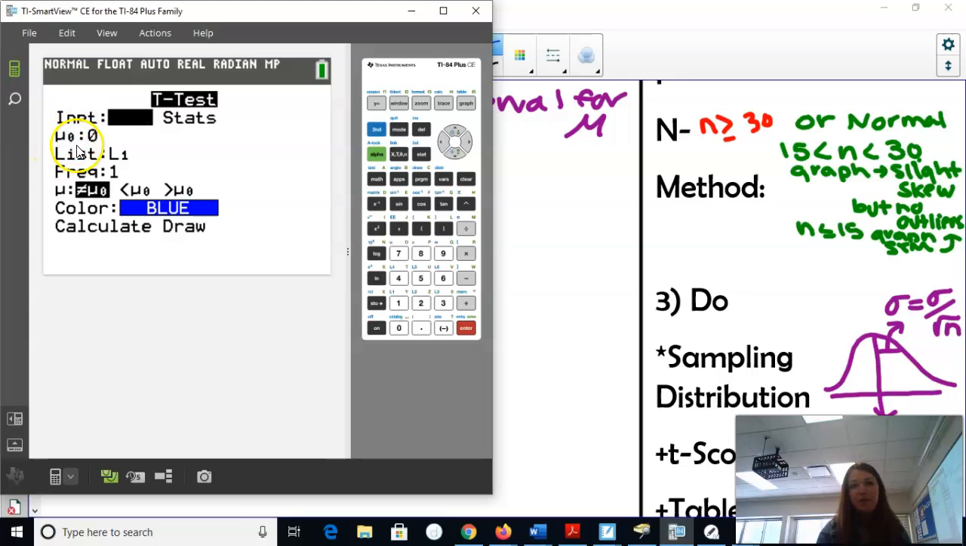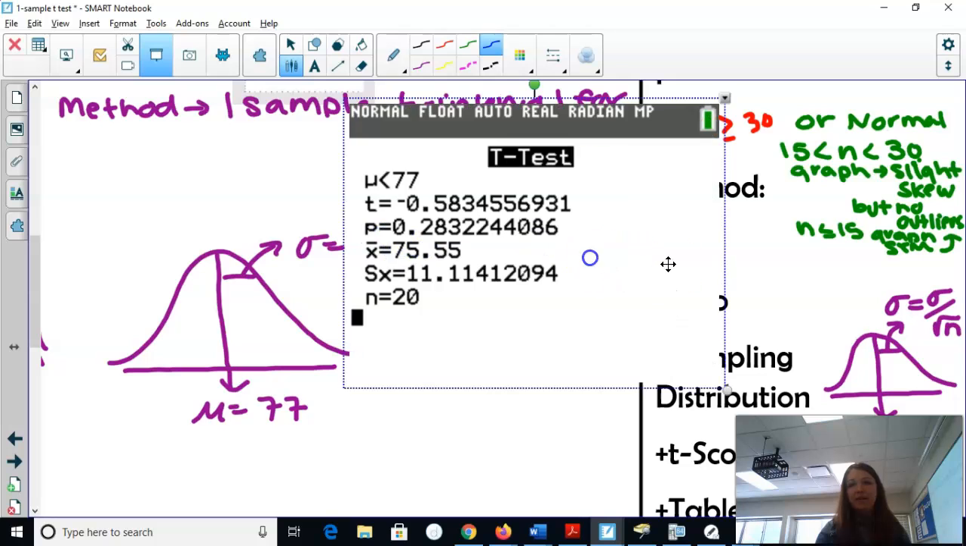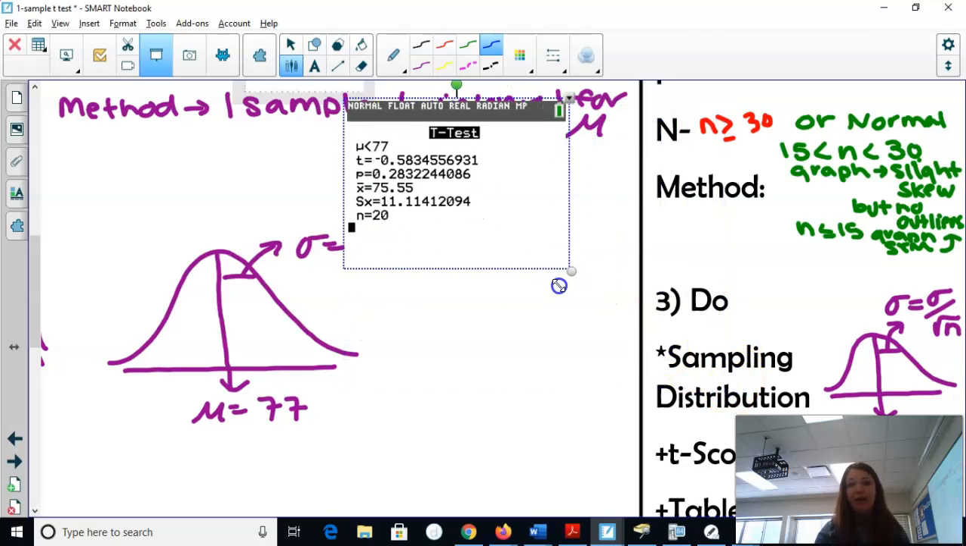This right here, mu naught, that is our null hypothesis. What is our null hypothesis? The mean for our null hypothesis is 77. Again, my list 1 is where my data is. Frequency will stay at 1. And then this right here is our alternative hypothesis. Our alternative hypothesis is a less than. I'm going to go down and hit calculate. I'm going to bring this over, and we're going to talk about it at the board.